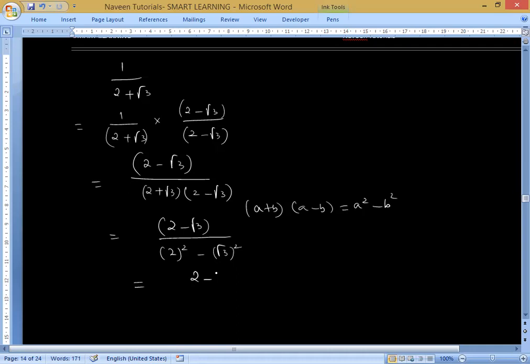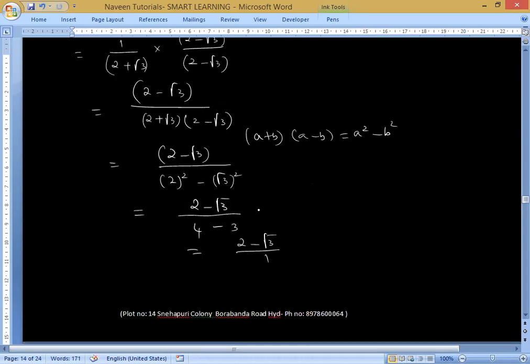Then 2 minus root 3 by 2 square. What is 2 square? 4. Minus root 3 square. What is root 3 square? 3. Then 2 minus root 3 by 4 minus 3 is 1. So what is the answer here? 2 minus root 3. Okay now, any doubts?